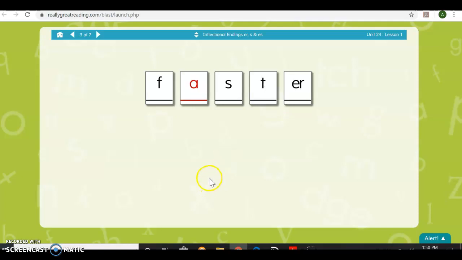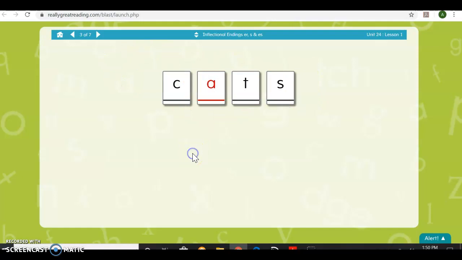Let's take a look at this word. This is the word with that er ending, and here is the base word, okay? So I have two vowels, two syllables. Take a look at this word. The word is cats. The base word in cats is cat, and then I have an ending s. When we add the ending s to a word, it just tells us that there's more than one.